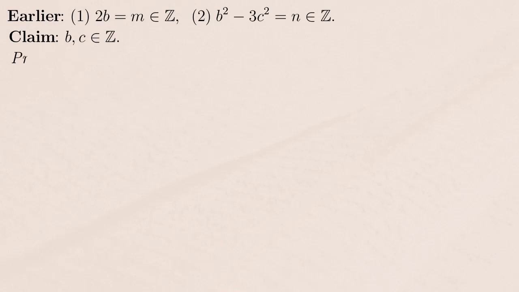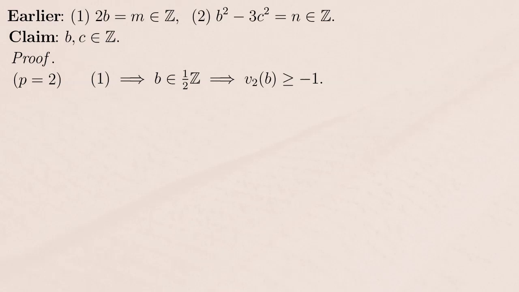So here's our proof. Let's deal with the prime p equals 2 first. Equation 1 tells us that b is half of an integer, so it's either still an integer, or it's some odd number divided by 2. Either way, it has at most one factor of 2 on its denominator, so the 2-adic valuation of b is at least minus 1.